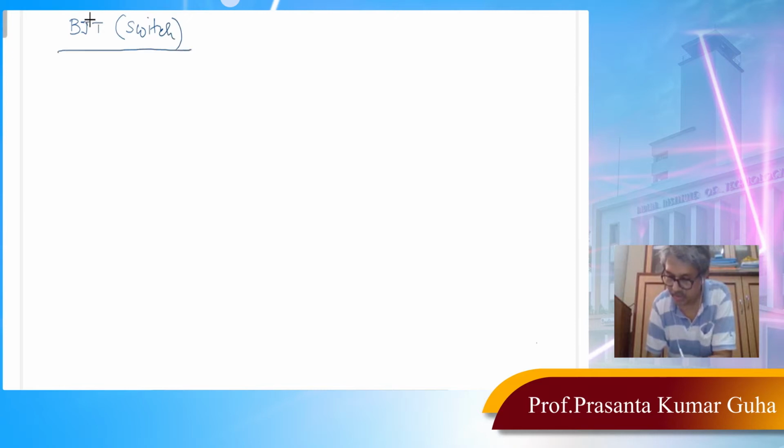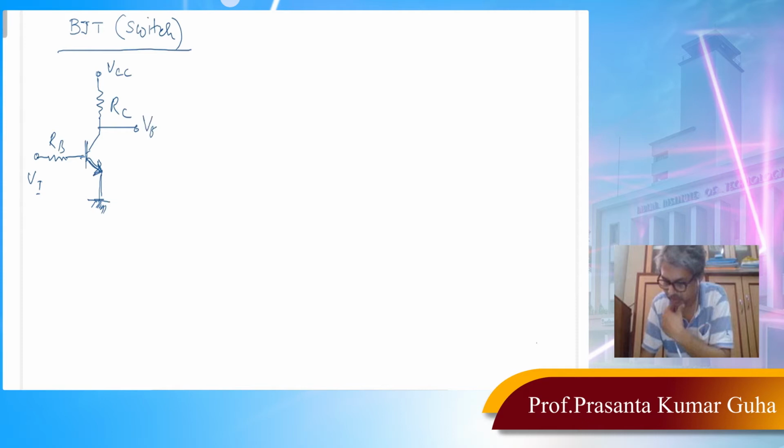So in this case, you remember we have a circuit something like this, where this is RB, this is RC, VCC, and this is VI. So this is a typical circuit for BJT. When BJT acts as a switch, of course it depends on RB and RC values and VI and VCC. So let's go through this. We can draw the transfer characteristic of this circuit to understand its performance.